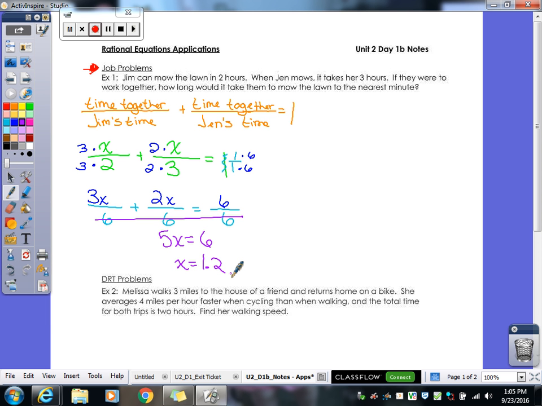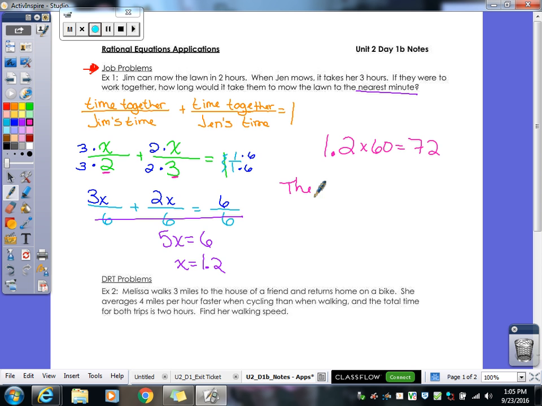But we want to go back and check the problem. They want it to the nearest minute. So how many minutes do we have in an hour? 60. All of these are talking about hours. Jim was in 2 hours. Jen worked it in 3 hours. Together they can do 1.2 hours. So to turn it into minutes, we just got to multiply times 60. So 1.2 times 60, 72.